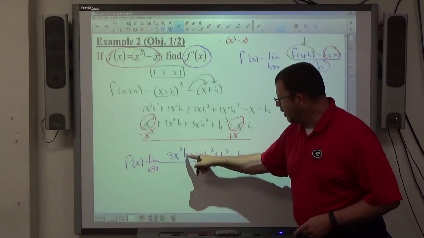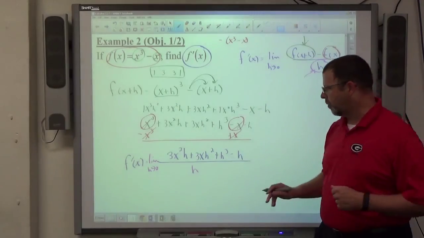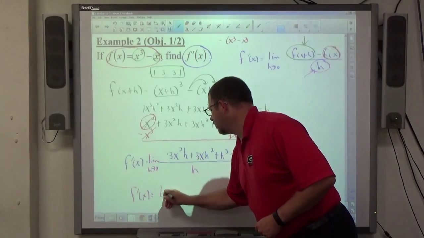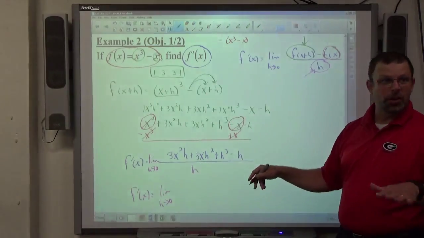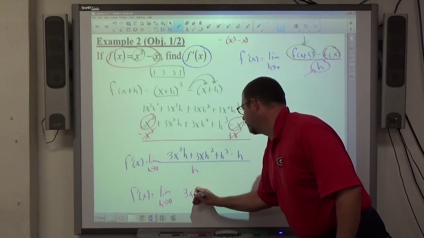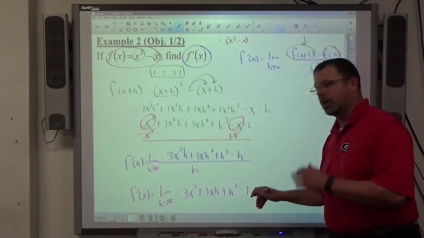But I've got an h, h, h, h, and h. Everything has h on it. So every h can be reduced by 1. So I'm going to get limit as h approaches 0. And h on the bottom goes away, so it's just over 1, no more fraction. Everything else just loses an h. So I'm going to get 3x squared plus 3xh plus h squared minus 1.